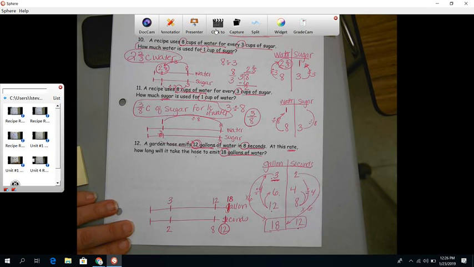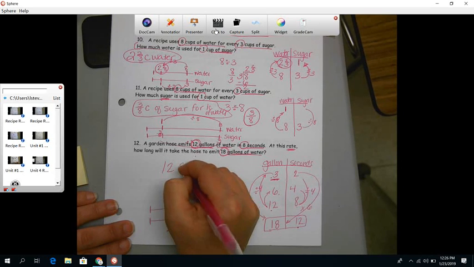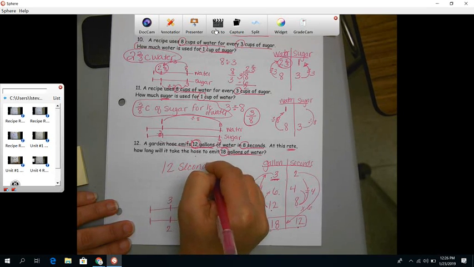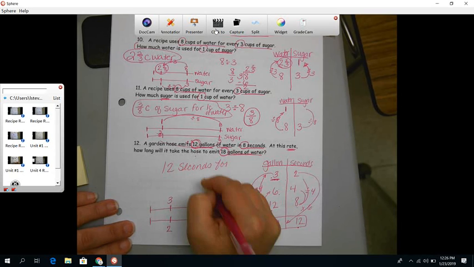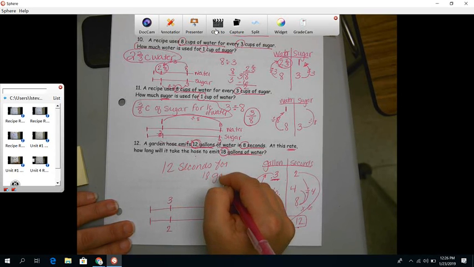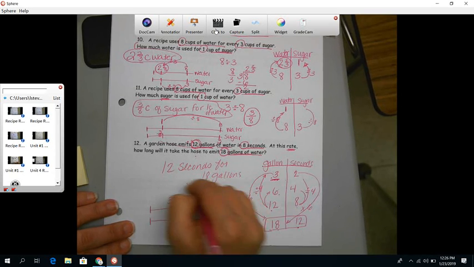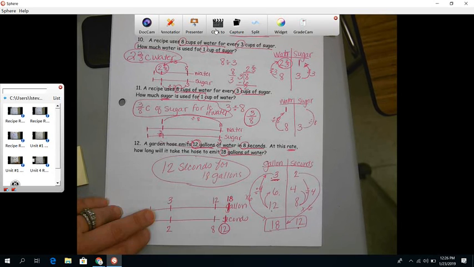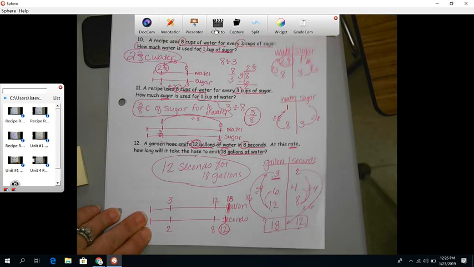Another way I could look at this would be right here for our unit rate. It is dividing. So my answer right here would be 12 seconds for 18 gallons. All right. And that ends our review for this time.